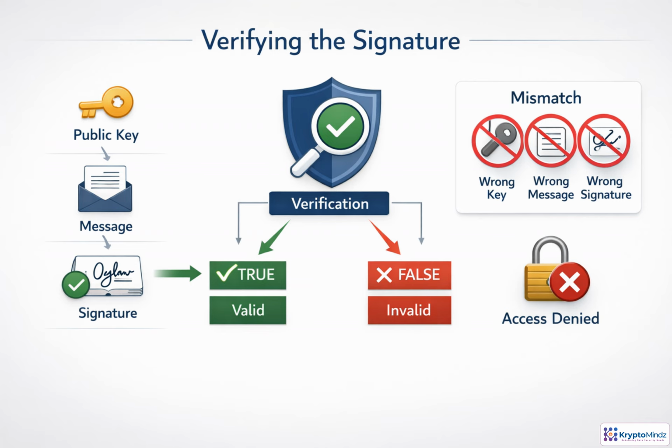Verification is the mirror image of signing, but it uses the public key. The verifier checks the original message, the signature, and the claimed public key, then returns true or false. True means the signature is valid for that exact message and key pair. Change the key, alter one byte of the message, or swap the signature, and the result becomes false.